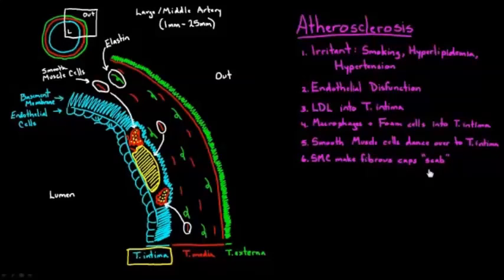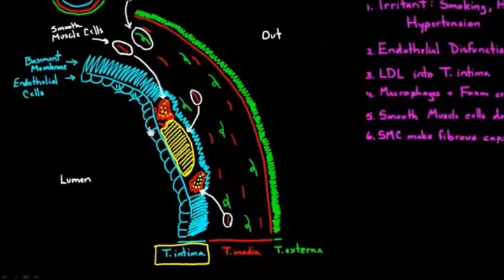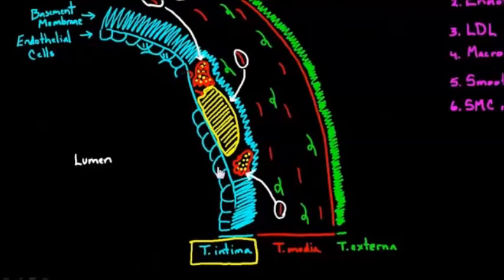So I've been drawing for you this yellow lake of fat, and now these smooth muscle cells, they come in and say, well, we've got to make a cap over this thing. Let me erase again and draw for you what that might look like.